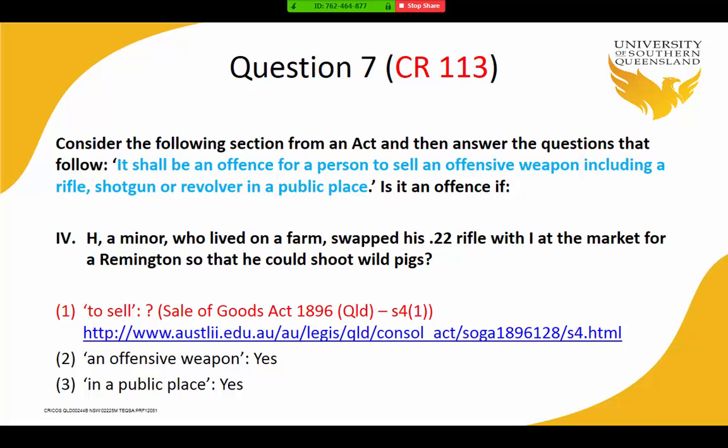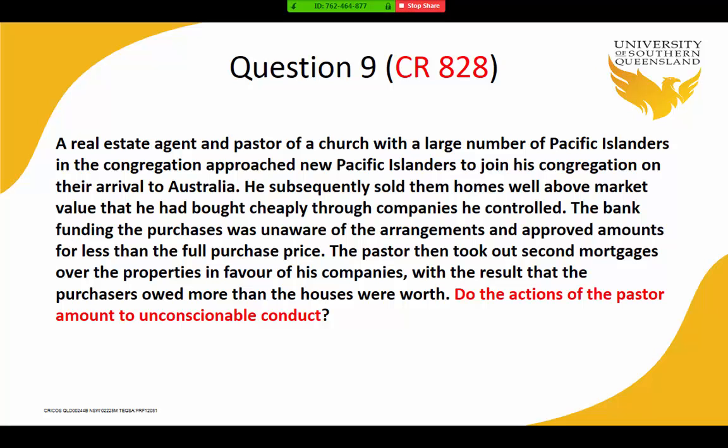So the last one, the biggest problem for you would be really this idea of whether you need money under Section 4, subsection 1 of the Sale of Goods Act of 1896 in Queensland in order for the swap to qualify under this act as an offense, i.e. as a selling. Okay, that's enough. Let's move on to chapter 29.